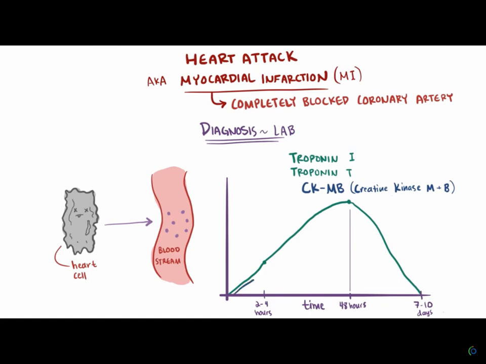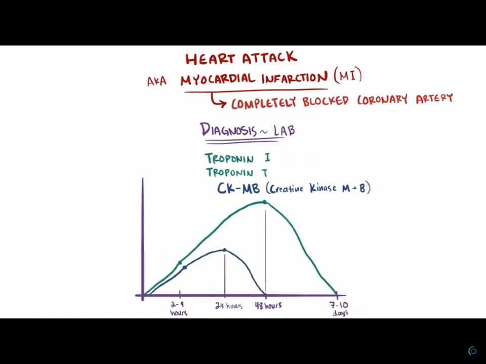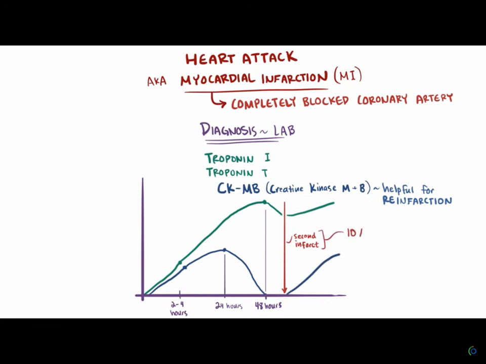CKMB starts to rise 2 to 4 hours after infarction, peaks around 24 hours, and returns to normal after 48 hours. Since CKMB returns to normal more quickly, it can be useful to diagnose reinfarction, a second infarction that happens after 48 hours, but before troponin levels go back to normal. A second heart attack happens following 10% of MIs.